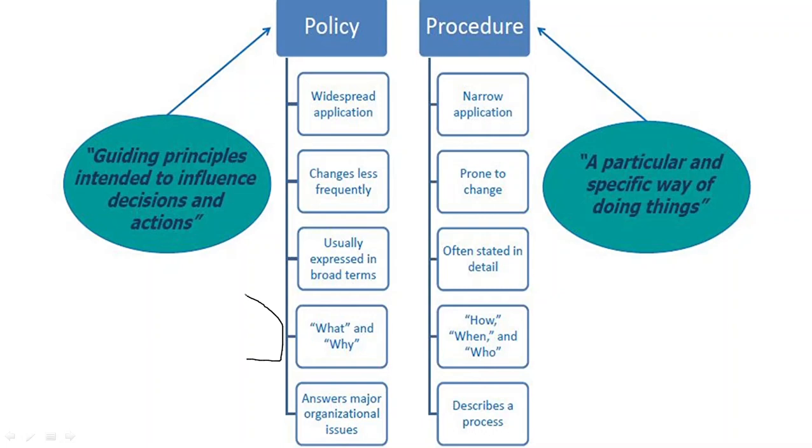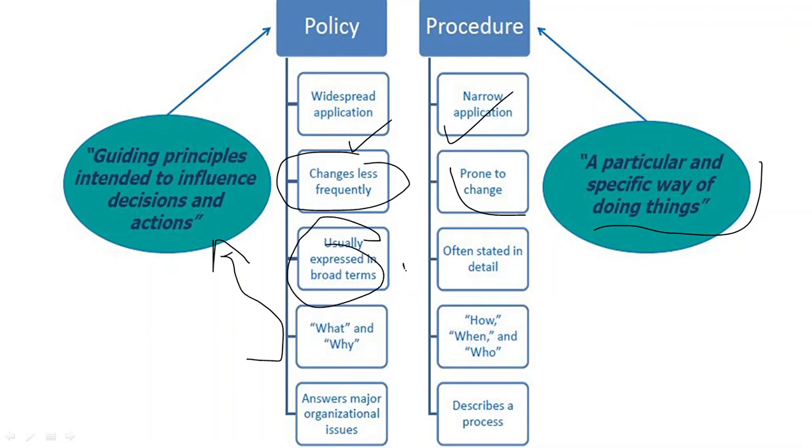So policy is the guideline, the principles that are intended to influence decisions and actions. However, procedure is the particular and specific way of doing things. So policy is wide and procedure is narrow, and policies change less frequently and procedures are prone to change, and policies are written in broad terms and procedures are stated in detail.